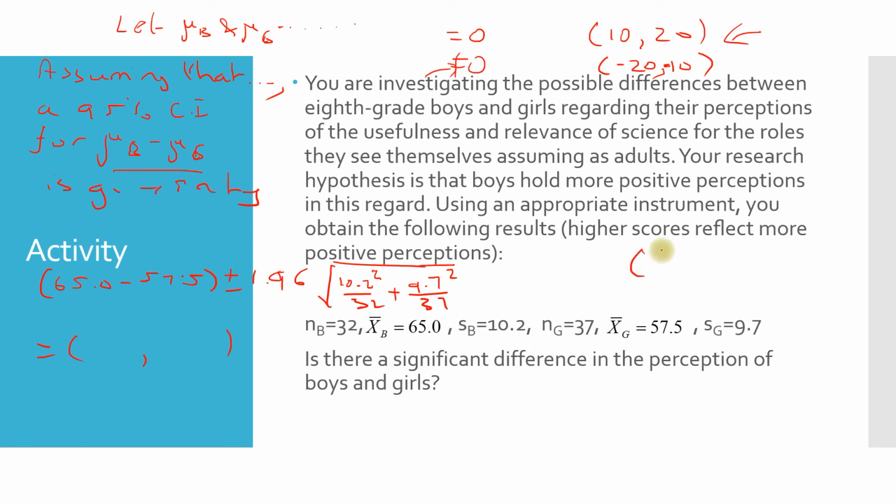However, if you did mu b minus mu g but you got something like negative 30 and negative 10, then what would you say? There is a significant difference again. There is a significant difference in the average perception scores of boys and girls. But now, because mu b is less than mu g, you would say such that boys hold less positive perception than girls in this regard. So that's a little bit how it is.